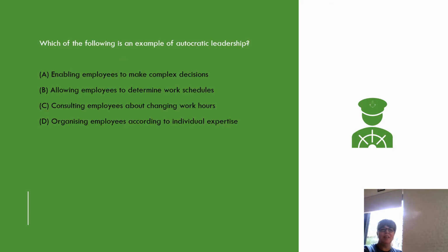Great work, guys. Another one. Which of the following is an example of autocratic leadership? Enabling employees to make complex decisions, allowing employees to determine work schedules, consulting employees about changing work hours, organising employees according to their individual expertise. If you remember, an autocratic leadership is all about control and dictating what people do. So enabling, no. Allowing, no. Consulting, no. The answer is D, organising employees according to individual expertise.